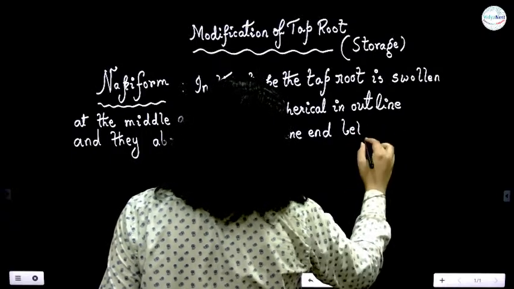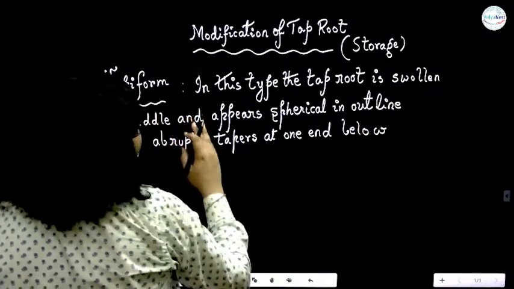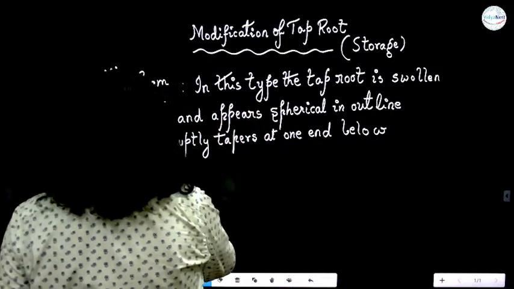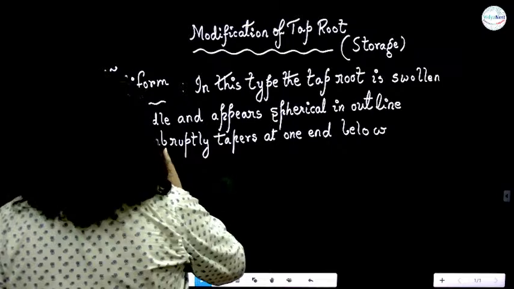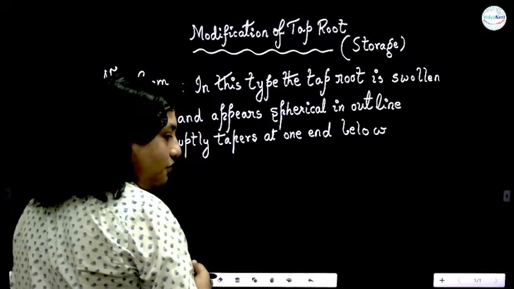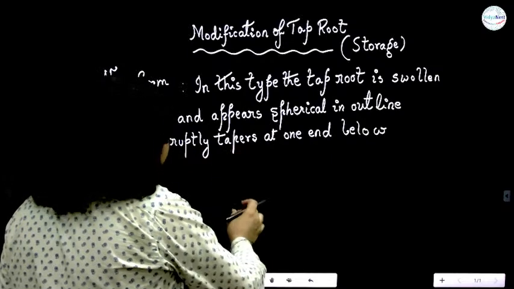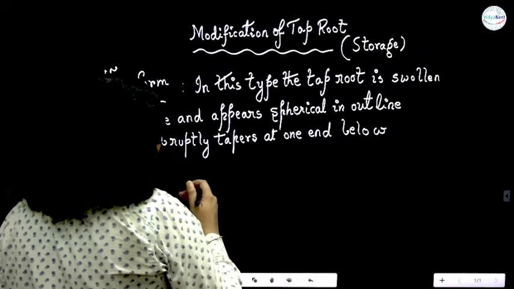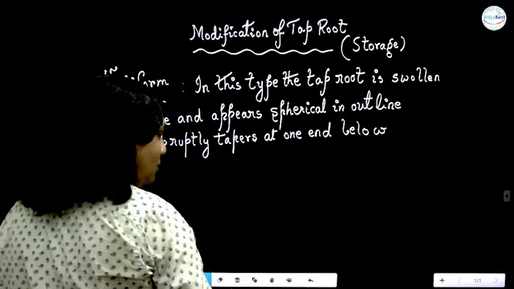So how will the structure look? Napiform is a type of taproot which shows swelling at the middle, and they are so swollen that they appear spherical in outline, and they abruptly taper, instead of gradually tapering as you have studied in case of conical. In case of fusiform, you have studied that they gradually taper at both the ends. In case of conical, the base is swollen, that is the upper part, and then they gradually taper at the lower part, isn't it?